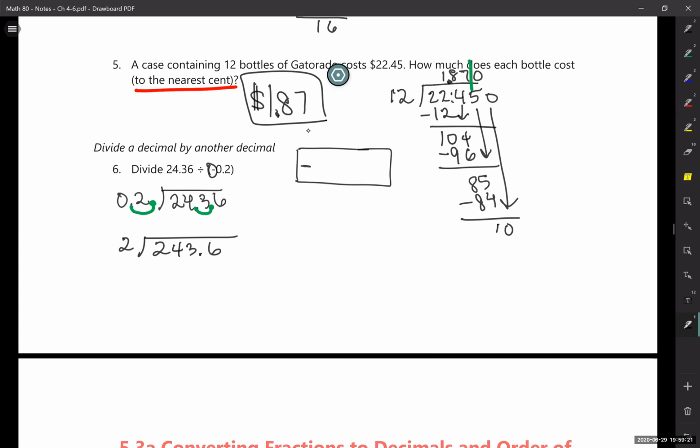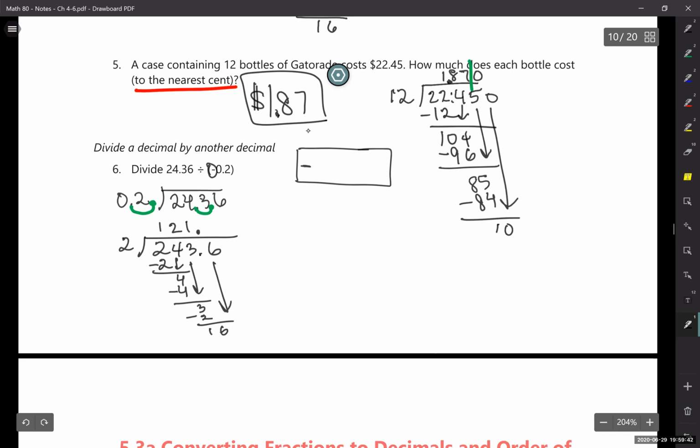So 2 goes into 2 one time, nothing, bring down the 4. 2 goes into 4 2 times, nothing, bring down the 3. 2 goes into 3 one time. There is something from that subtraction, but that's okay. I'm not done yet. Bring up that decimal. 2 goes into 16 8 times, and there's nothing left. So the answer is negative 121 and 8/10. There's nothing in the problem that told me the answer is going to be to the 10th place. I just worked out the problem until I ran out of numbers.